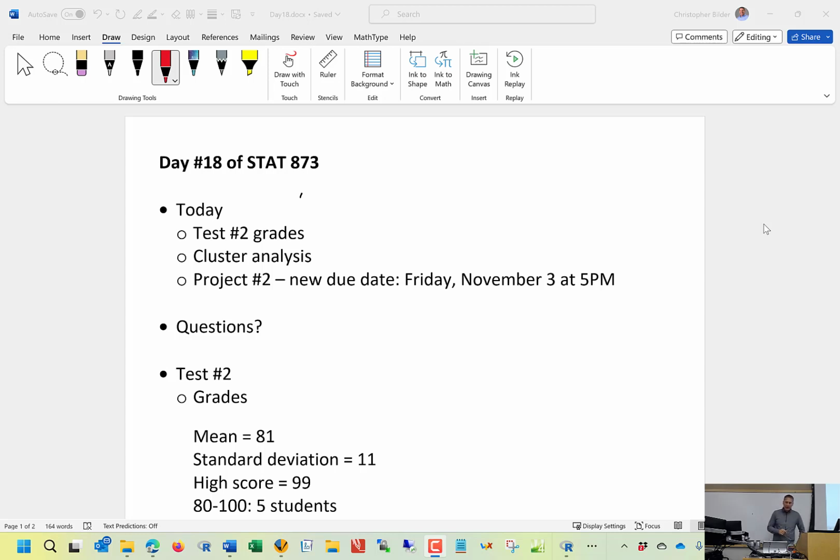So today we'll talk a little bit about test number 2. We will continue with the cluster analysis section, and depending upon how far we get, we might talk a little bit more about project number 2.